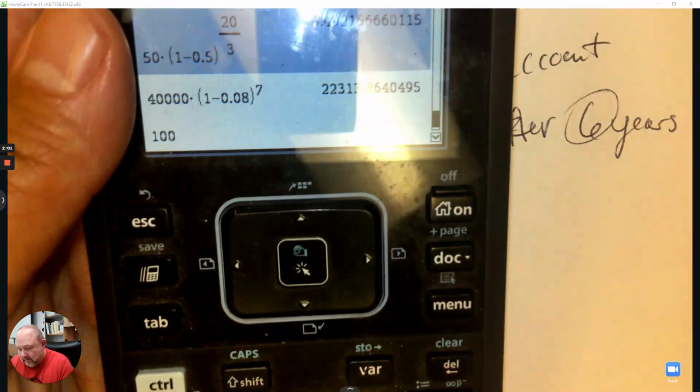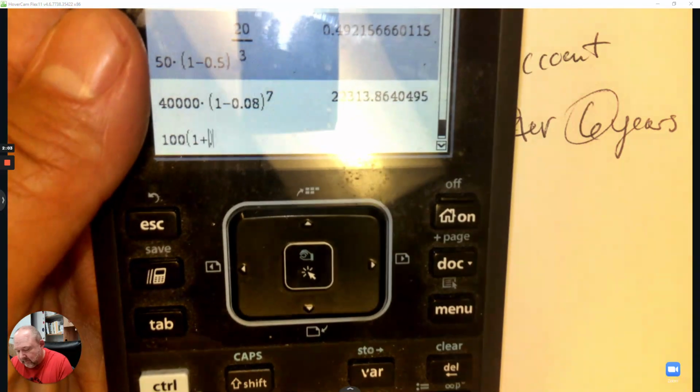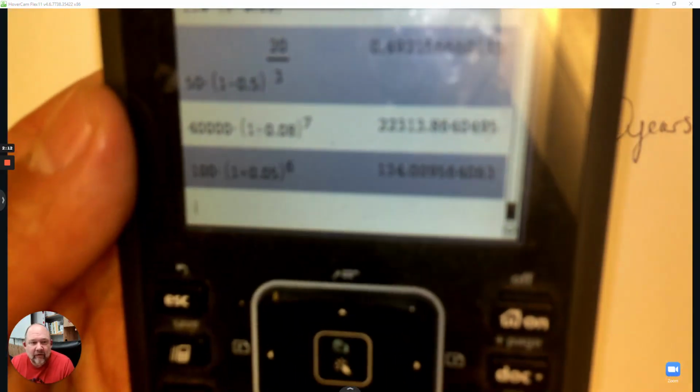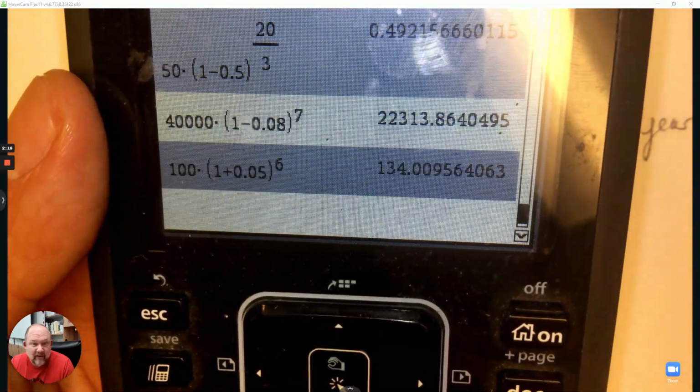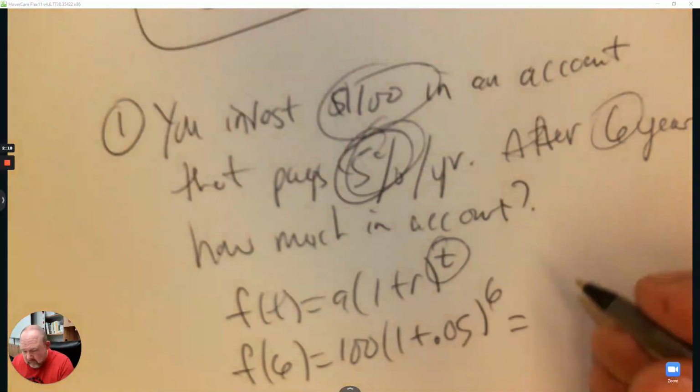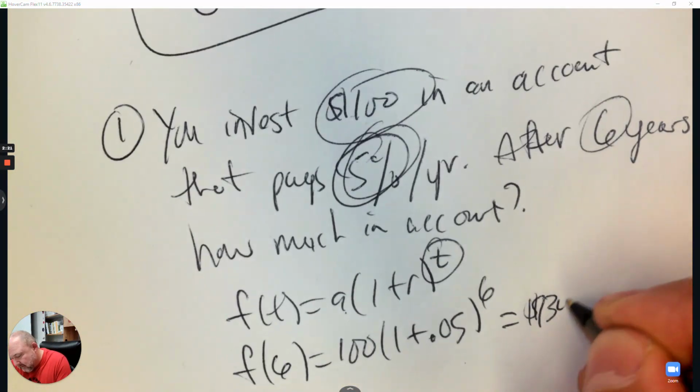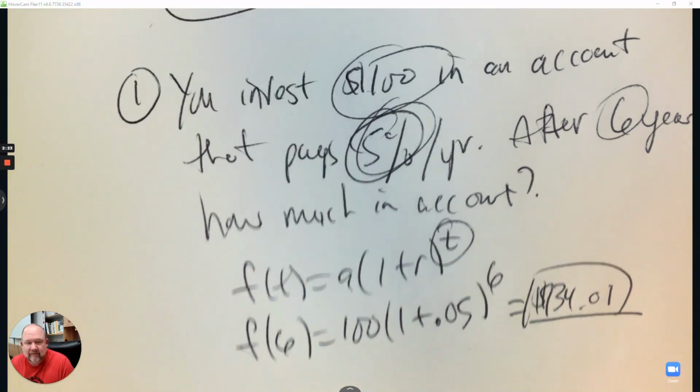So I'll do that too. It's 100, parentheses, 1 plus 0.05 to the exponent 6. So type all that in. Make sure you know how to use your calculator. And that's $134, right? Even if you round it. And 1 penny. So it's $134 and 1 penny, and you answered it.